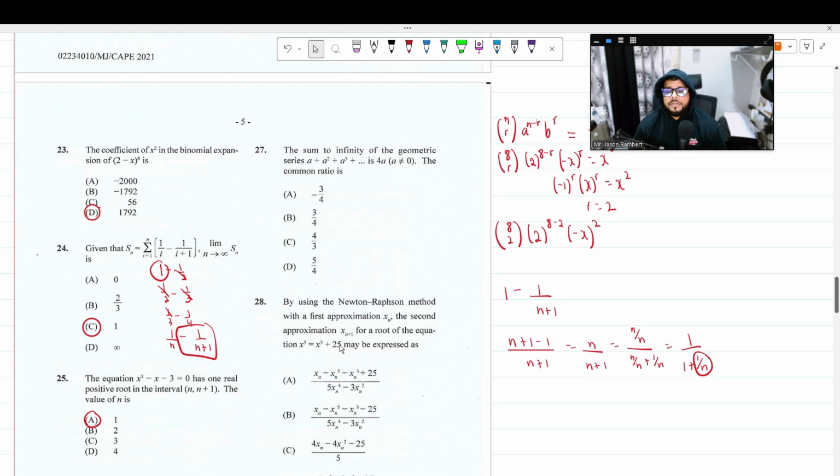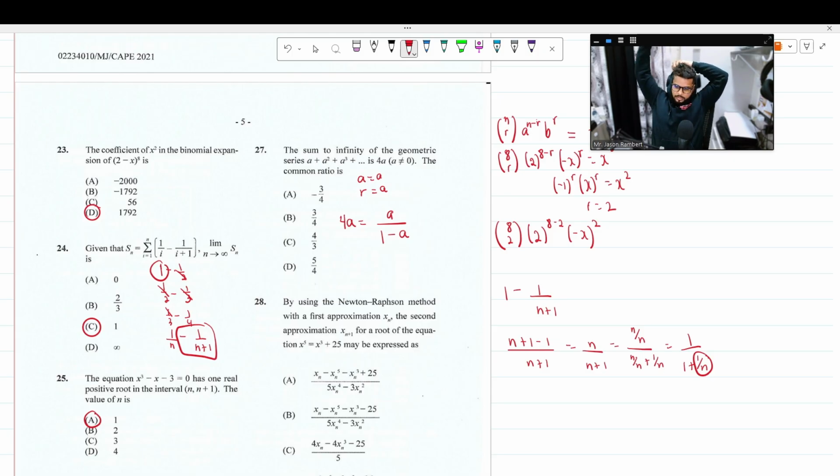And next, sum to infinity. The sum to infinity of a geometric series is 4a. The common ratio is, okay, so from these three terms here, a is a, and r is equal to a. a squared divided by a is a. So the sum to infinity is 4a, so 4a is equal to a over 1 minus r, a over 1 minus a.